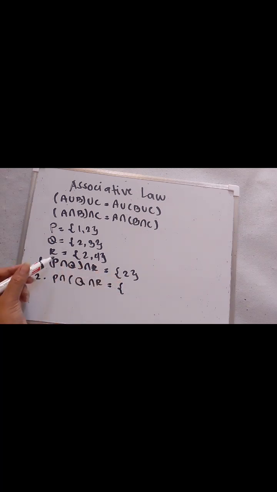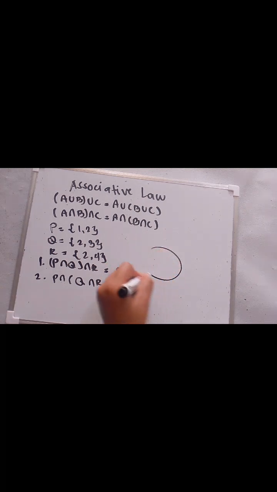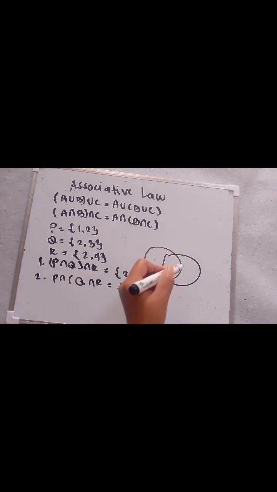The second expression is P intersect (Q intersect R). Q intersect R, the elements in both Q and R, is 2. So the result of P intersect (Q intersect R) is equal to the set of 2. In conclusion, both expressions give the set of 2. So intersection is associative, meaning no matter how we group the sets, the results stay the same.